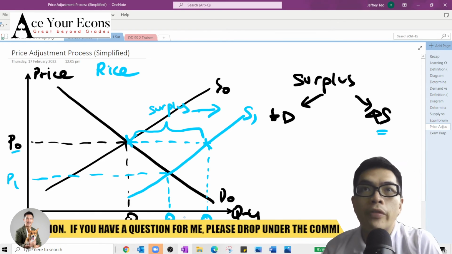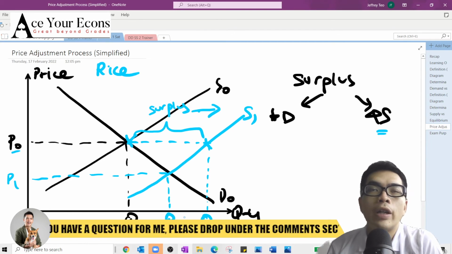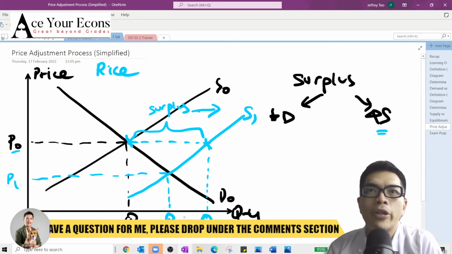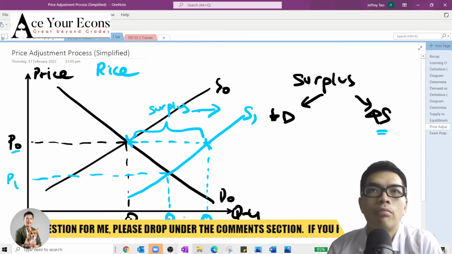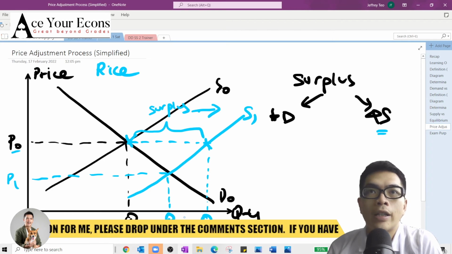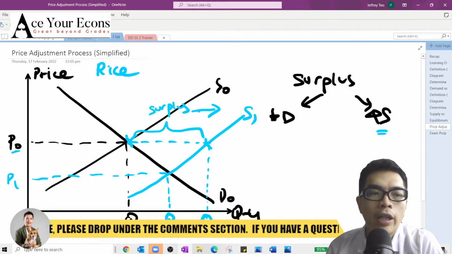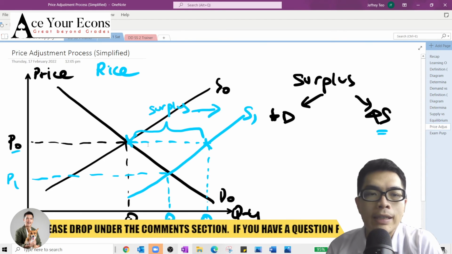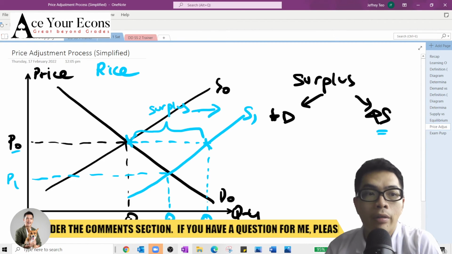Now, put yourself into the shoes of a producer. What happens when you have a surplus of rice, a perishable good, that you can't keep? You need to dispose of it fast, right? So you realize that at the prevailing price level, your quantity supplied exceeds quantity demanded. Meaning to say, no one is going to buy more from you at P0.